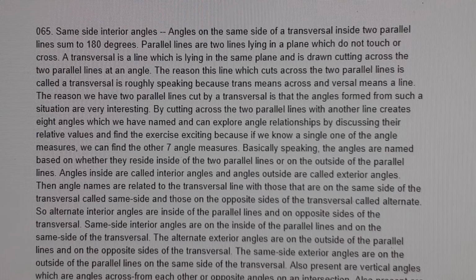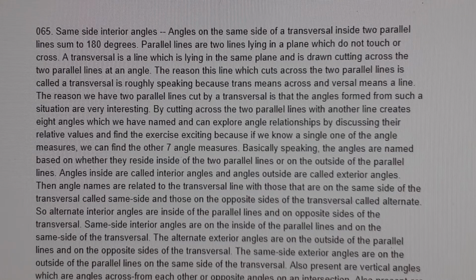Parallel lines are two lines lying in a plane which do not touch or cross. A transversal is a line which is lying in the same plane and is drawn cutting across the two parallel lines at an angle. The reason this line, which cuts across the two parallel lines, is called a transversal is, roughly speaking, because trans means across and versal means a line.